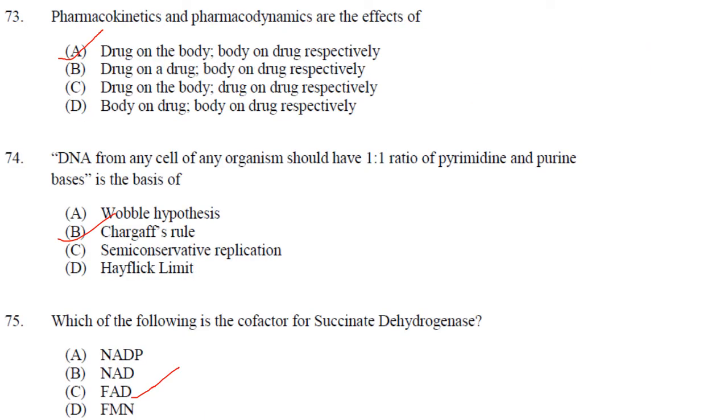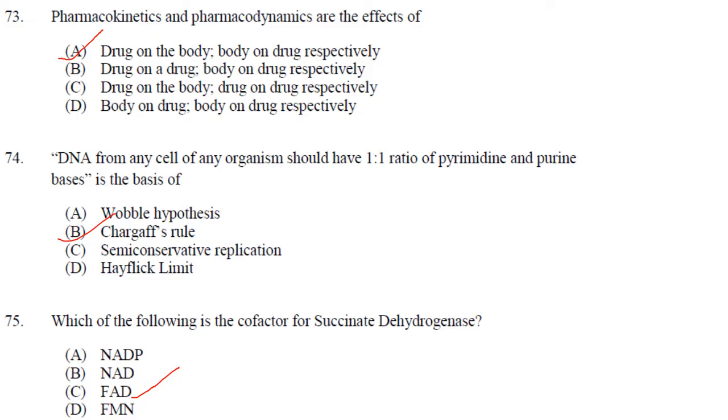So coming to the next question. Pharmacokinetics and pharmacodynamics are the effects of. Now pharmacokinetics is defined as the movement of drug through the body, that is the body's effect on the drug, whereas pharmacodynamics is defined as the body's biological response to the drug, that is the drug's effect on the body. So answer is option A, that is body on drug and drug on body respectively. Answer is option A.